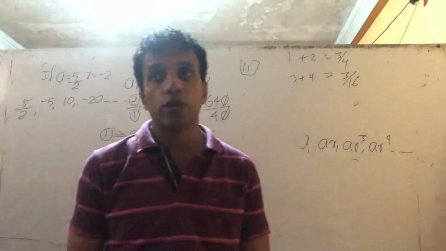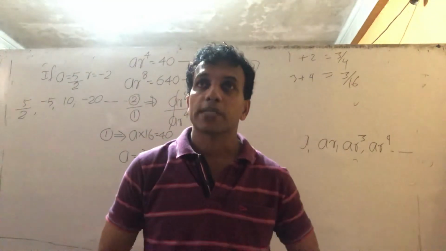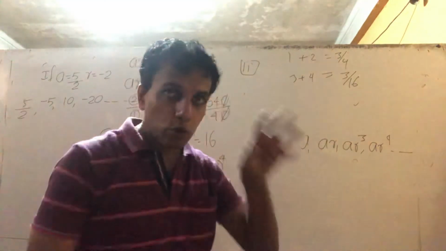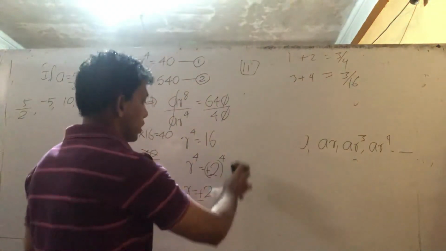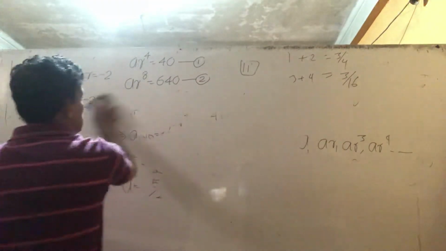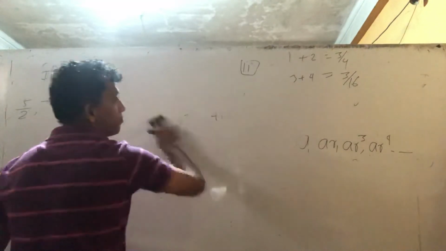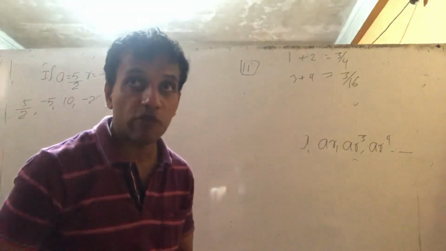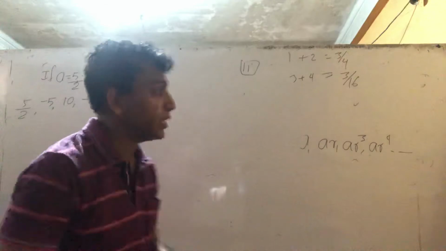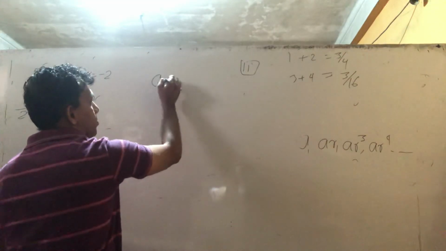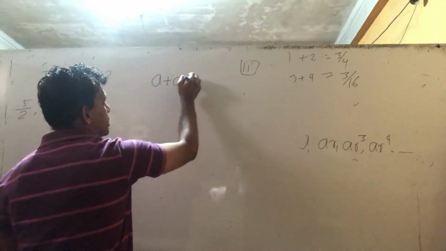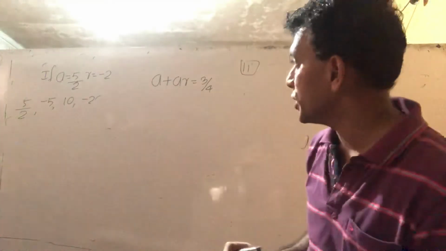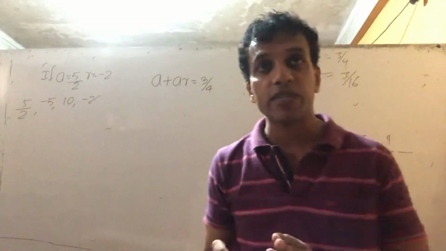Okay, another important question is the summation. Still we don't use the summation formula, that's later I say. Here, build up 2 equations. So solve by preparing 2 equations. The first term and second term sum is 3/4. How? The first term of a GP is A, plus AR, this is 3/4, right? This is our first equation.